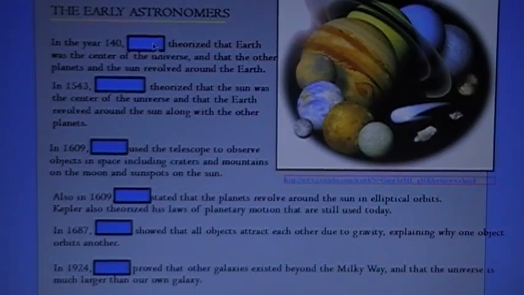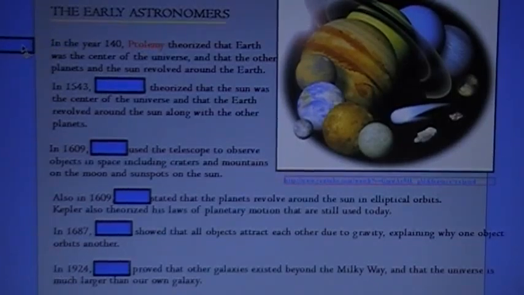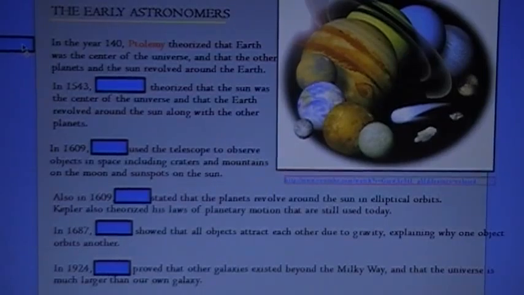So, let's start with the very first guy. In the year 140, Ptolemy theorized that Earth was the center of the universe. He said Earth was the center of the universe, and that the other planets and the sun revolved around the Earth. Ptolemy took his ideas to the powers that be at the time, which was the Roman Catholic Church, and obviously they liked it. They said, yes, we will go with this idea.